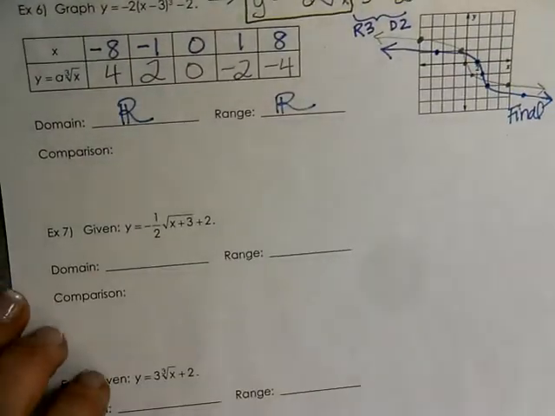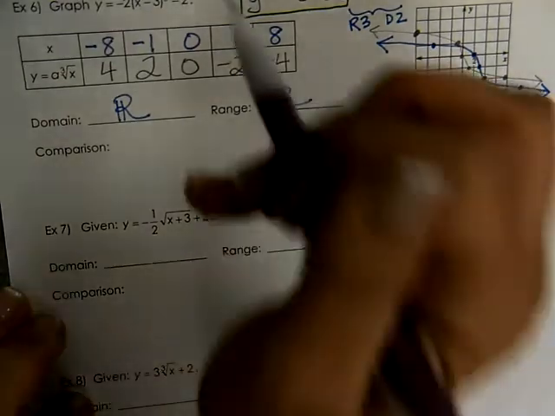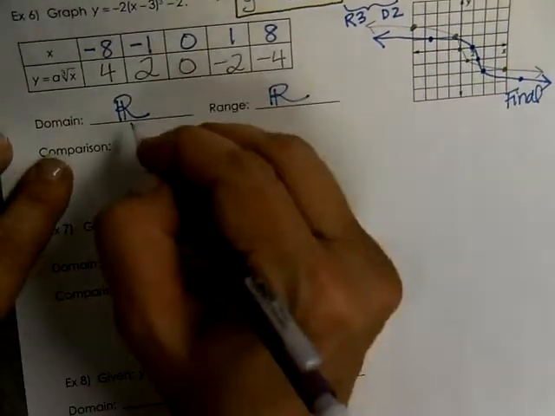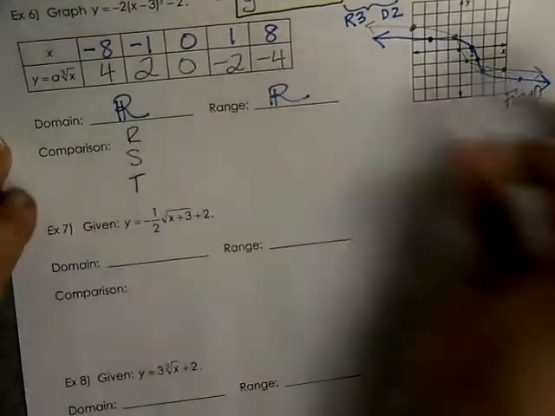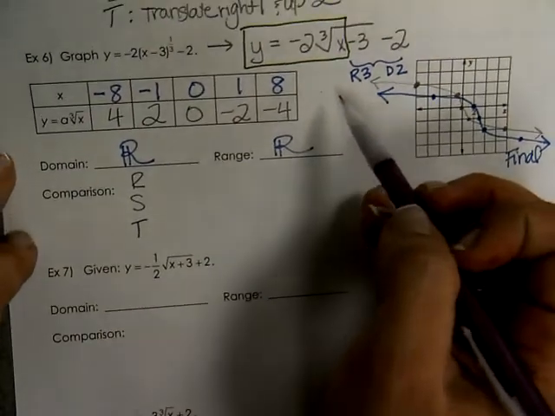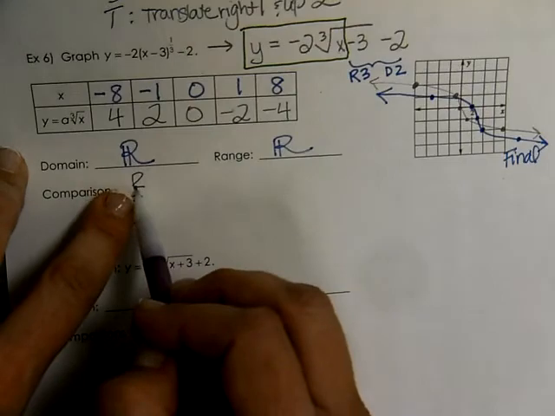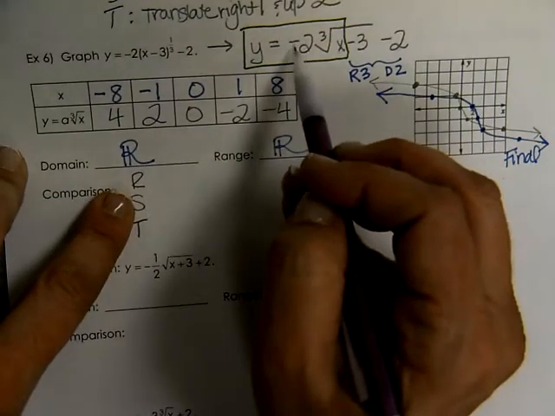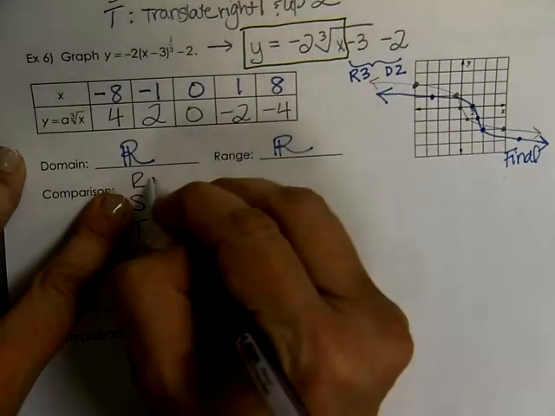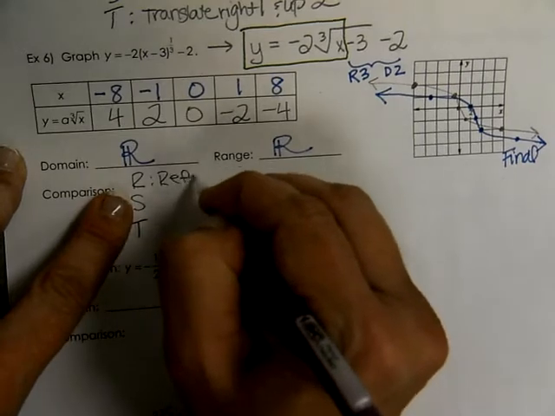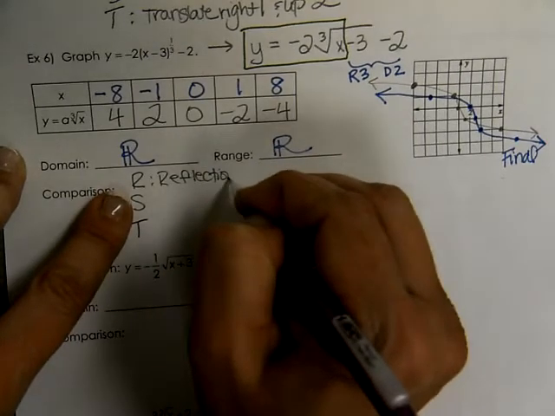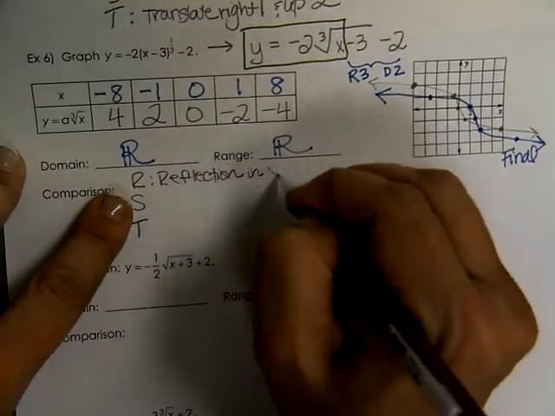Yes, every time you have a cube root function, that's the domain and range. Always all real numbers for the cube root functions. And so then our comparison, our RST, we can look based on the original function. So R, we look at A, and we see that A is negative. So that indicates that there is a reflection in the x-axis.